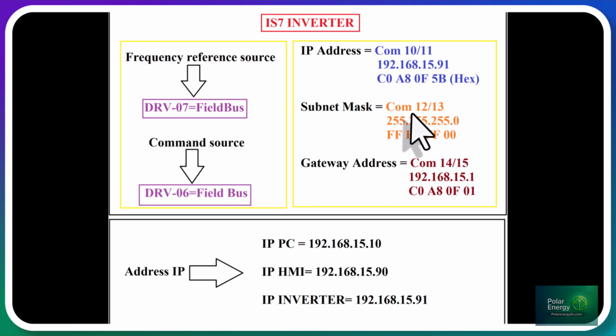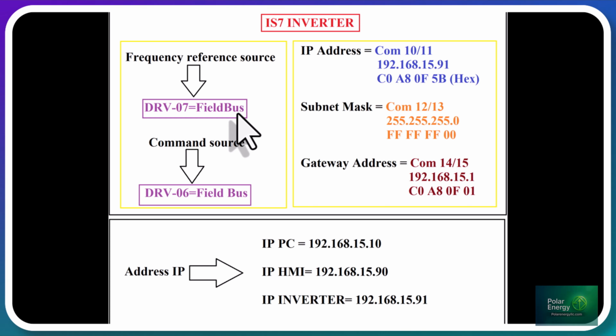Your subnet mask should be set in the COM12 and COM13 parameters, and the gateway address should be set in the COM14 and COM15 parameters. All addresses must be entered into the inverter in hexadecimal format.